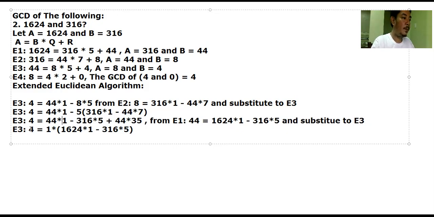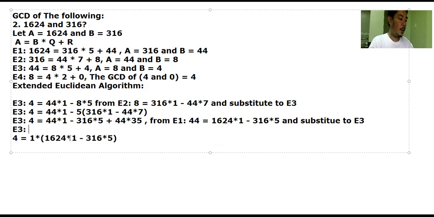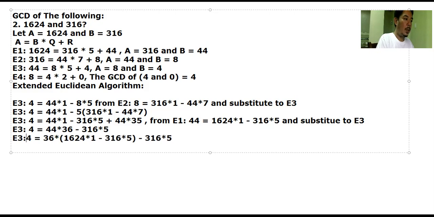So ito magiging 4 is equals to 44 asterisk 36 minus 316 asterisk 5. So, yan na siya. So, ito dito, 36 to. So, 36 asterisk. Okay? So, pares lang, multiply. And then, dito, minus 316 asterisk 5. So, simplify po natin. So, E3 pa rin ito. E3. So, simplify po natin.